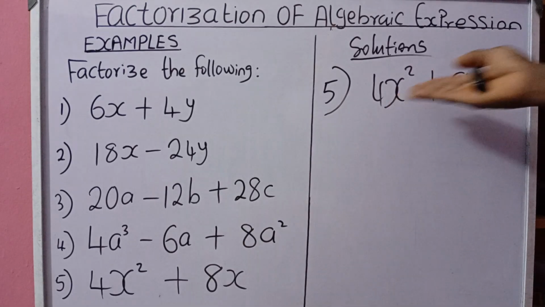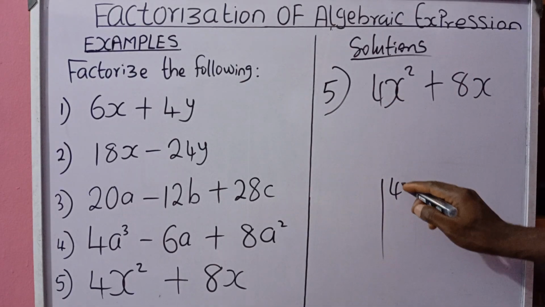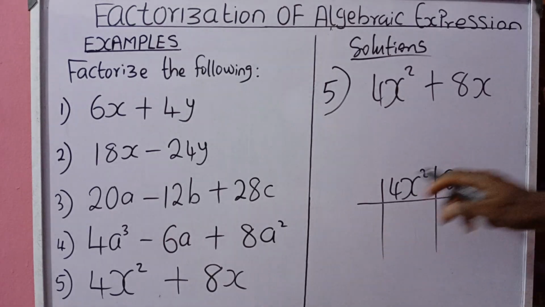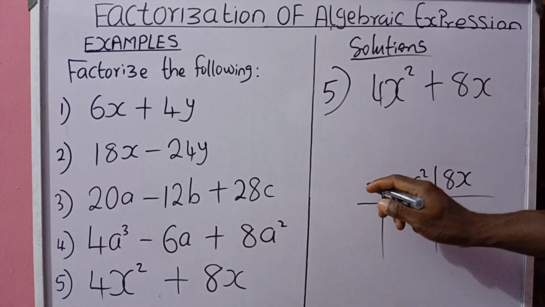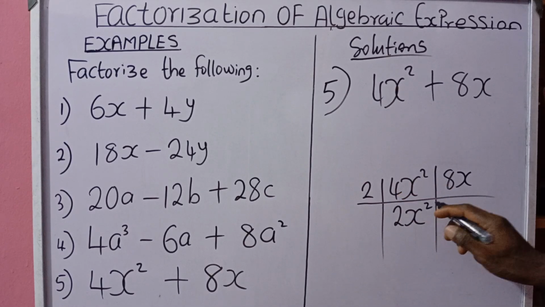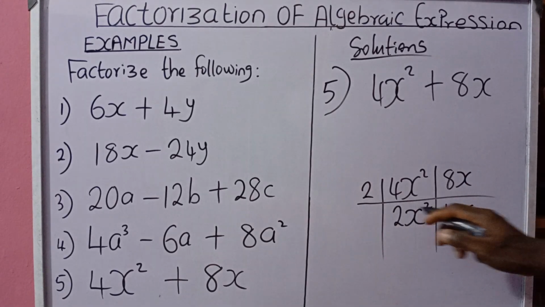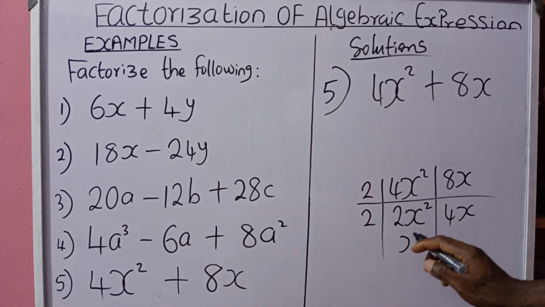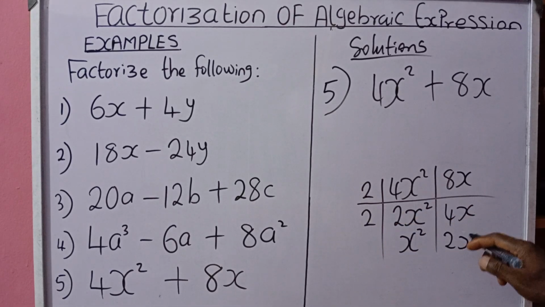The first thing to do is to find the HCF of the two terms that we have here, 4x squared and 8x. Which number can go through? 2 can divide 4 and can divide 8 altogether. So we use 2 to run it through. 2 divided into 4x squared will give us 2x squared. 2 divided into 8x will give us 4x. 2 can still go further. 2 divided into 2x squared will give us x squared left. Then 2 divided into 4x will give us 2x.